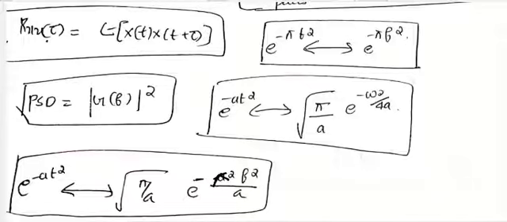And to find the PSD of g of t, first find its Fourier transform, we will get G of f, and then find its modulus and square it.